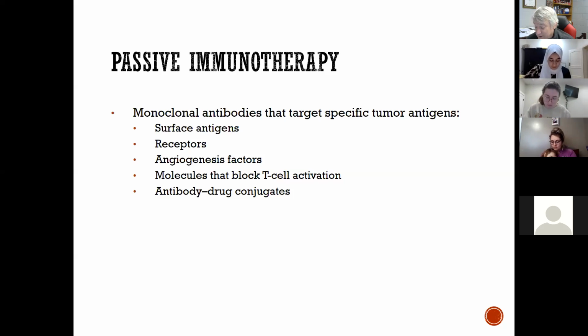Here, the mechanism is blocking signaling pathways involved in cell proliferation and survival. Panitumumab is directed against epidermal growth factor receptors, used to treat colorectal cancer. Trastuzumab is directed against the HER2 gene, that's the breast cancer one, used to treat breast and gastroesophageal tumors that overexpress HER2.